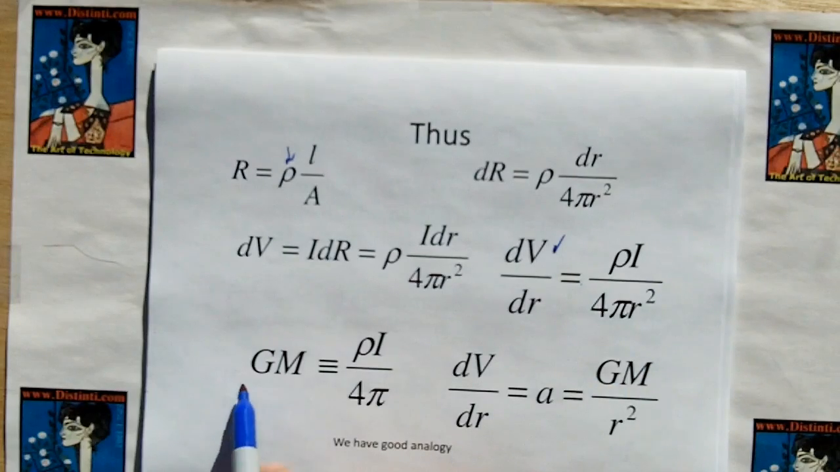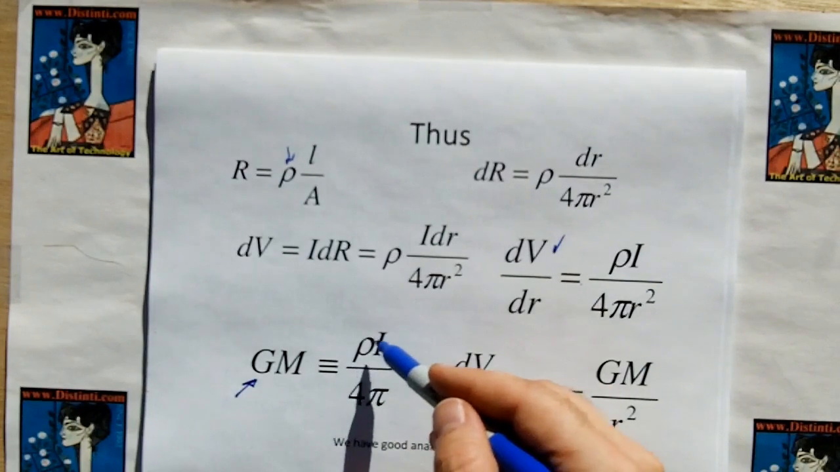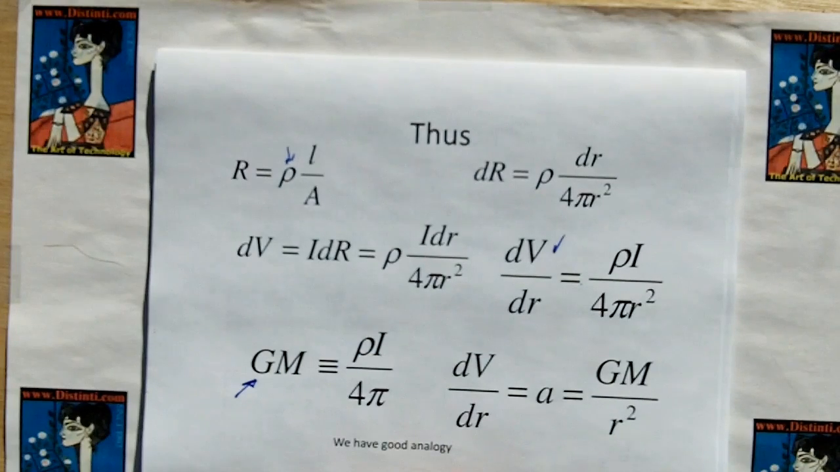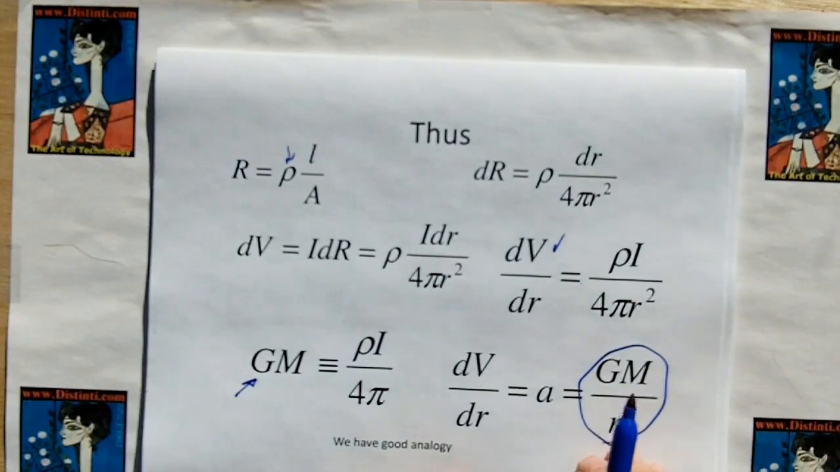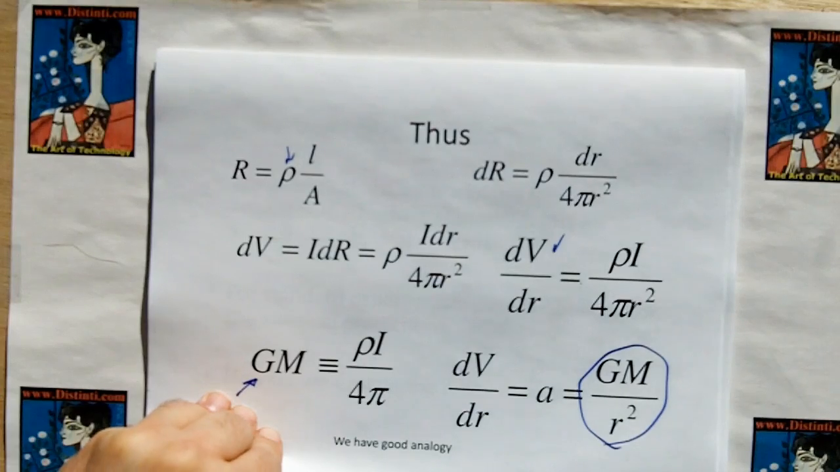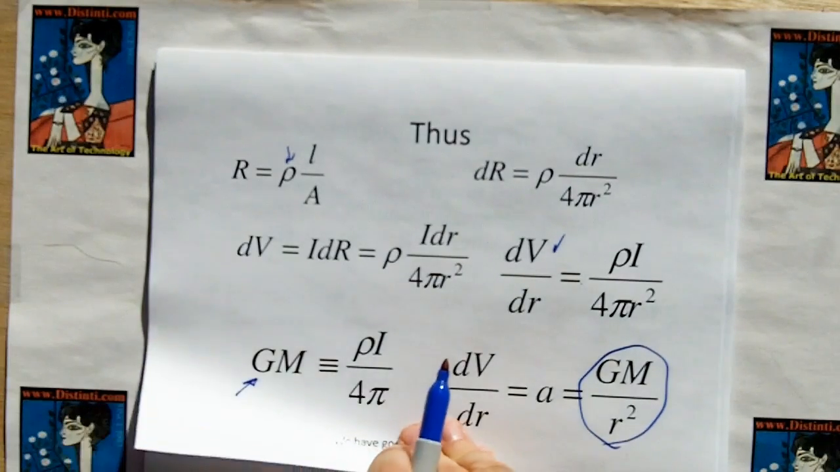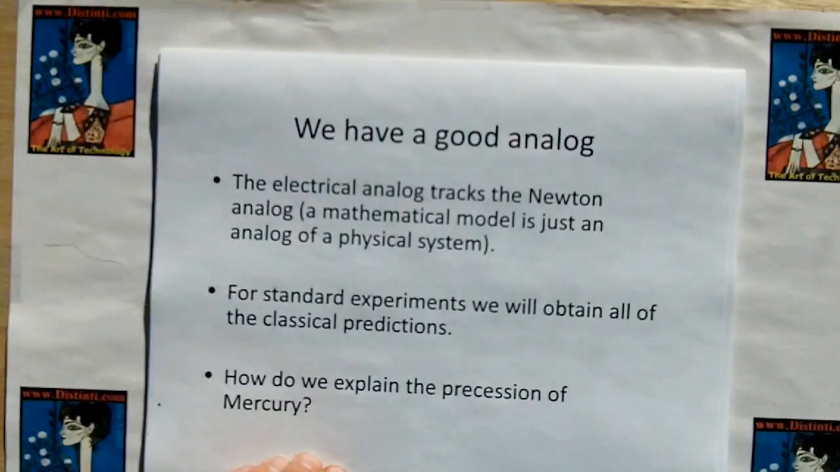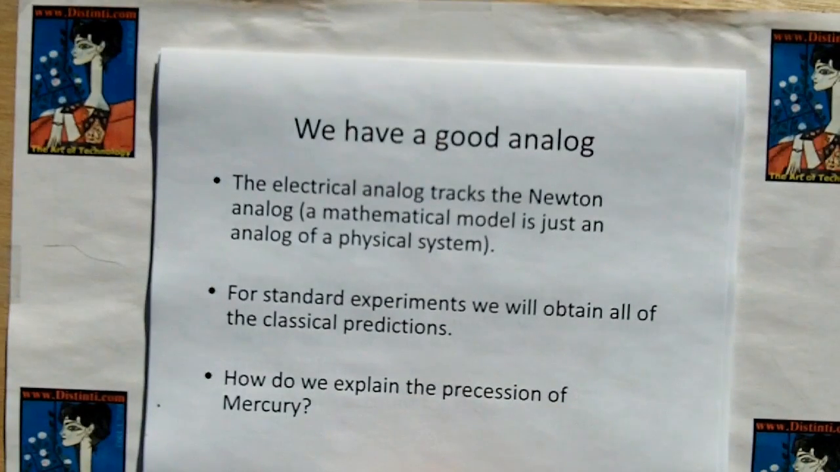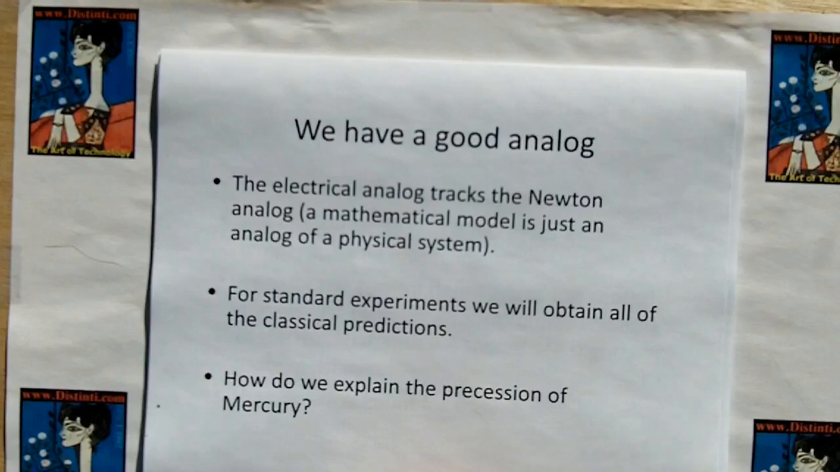So if we model rho I over 4 pi equal to GM, then our analog, dV/dr equal to A, is GM over r, which is what we want to get to. It's a perfect analogy for the ether flow toward a central mass that we derive from Newton's law. Okay, so now we have a good analog that tracks Newton.